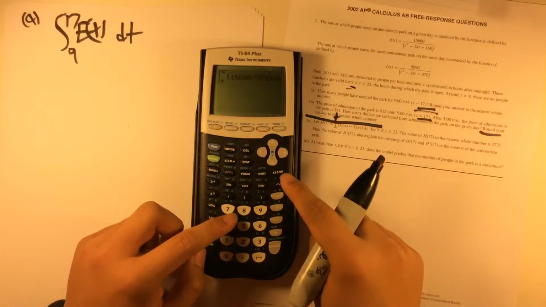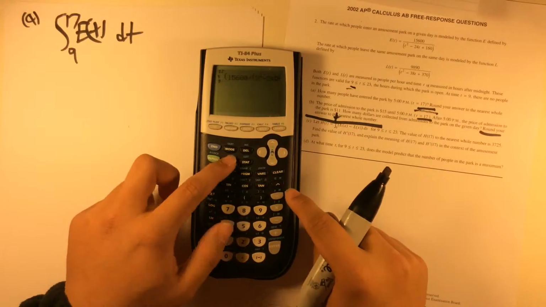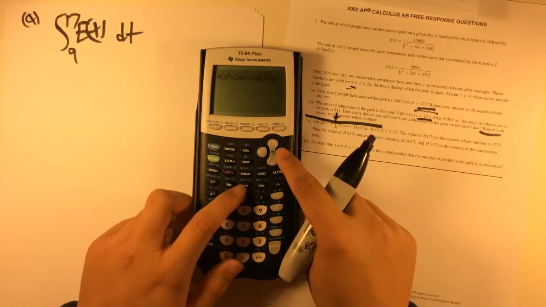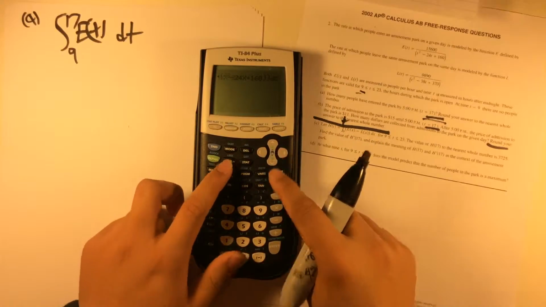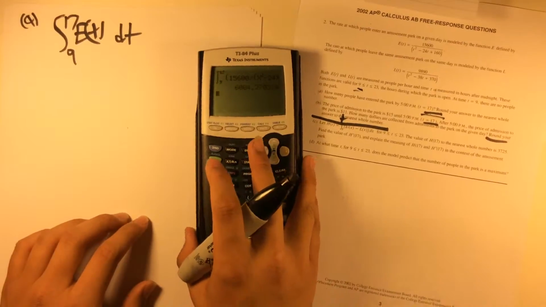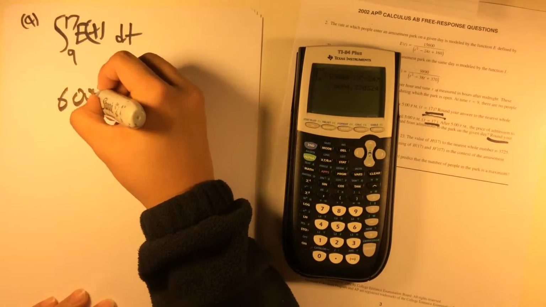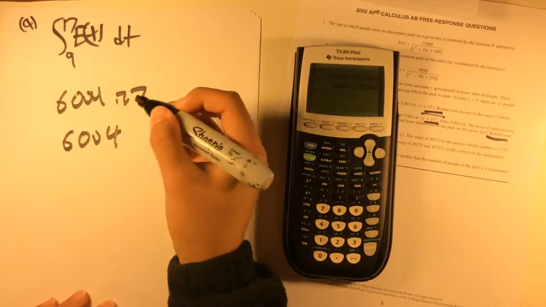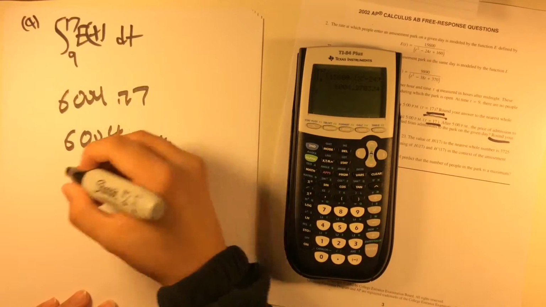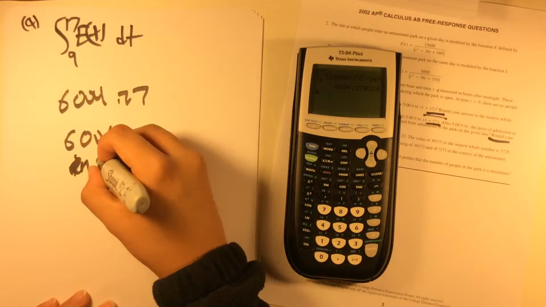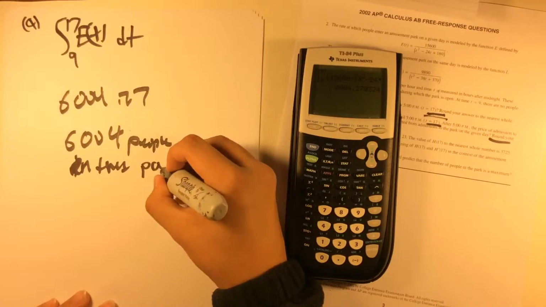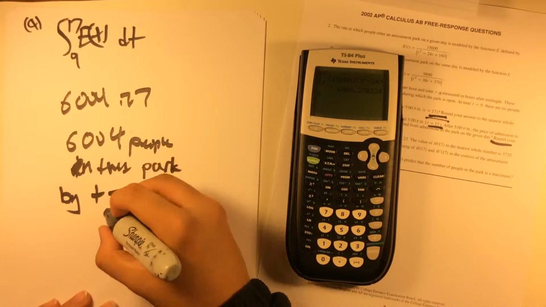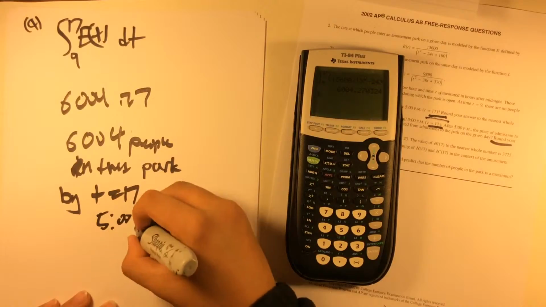Integral of 15,600 over x squared minus 24x plus 160, in parentheses, dx, enter. You get 6004.27 people. You round to the nearest whole number: 6004 people entered the park by t equals 17, 5 o'clock p.m.